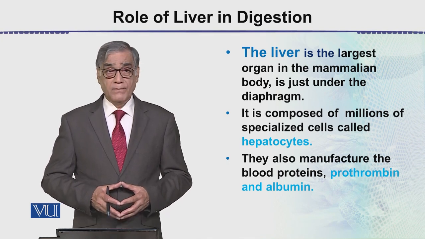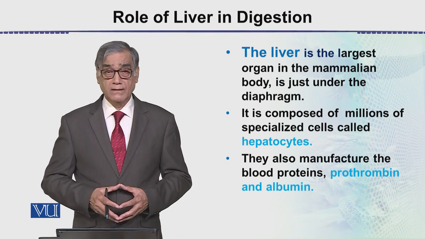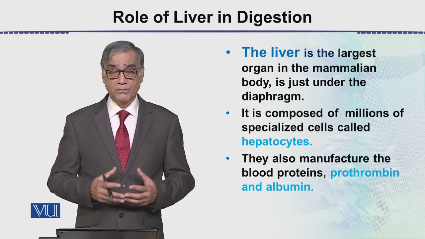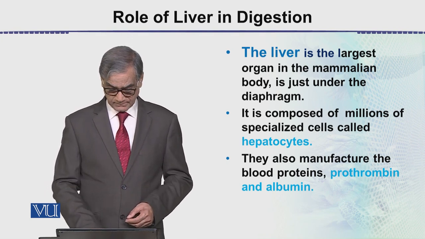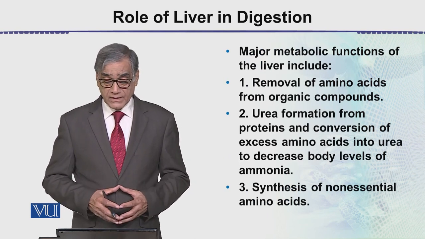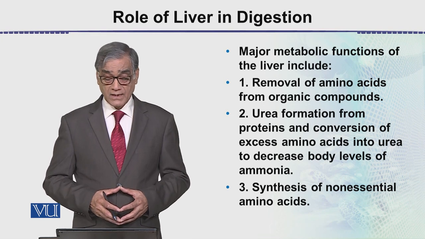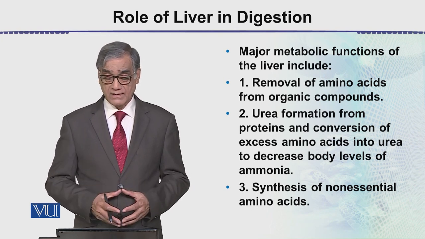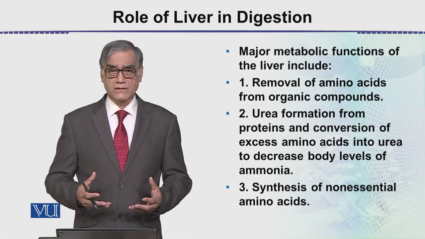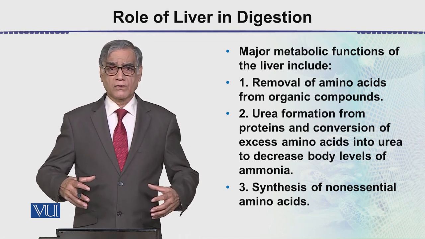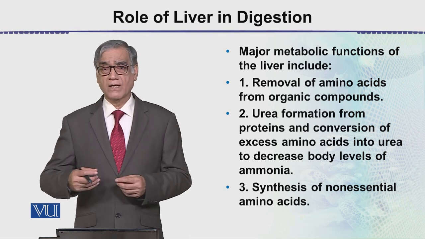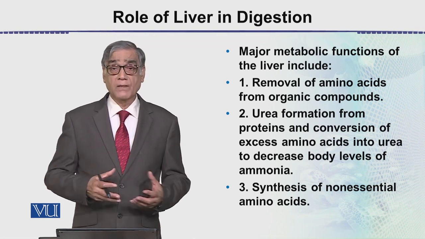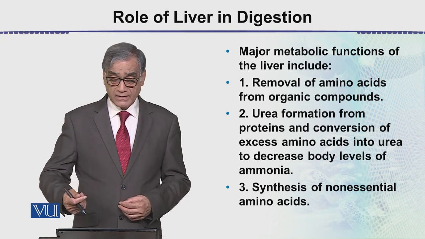They also manufacture the blood proteins, like prothrombin and albumins. These are specialized proteins which are very important. Now, besides these, the major metabolic functions of the liver include the removal of amino acids from organic compounds, especially the proteins. There are many complex substances in which proteins and carbohydrates are combined, which we call glycoproteins or lipoproteins. So this is the removal of amino acids.